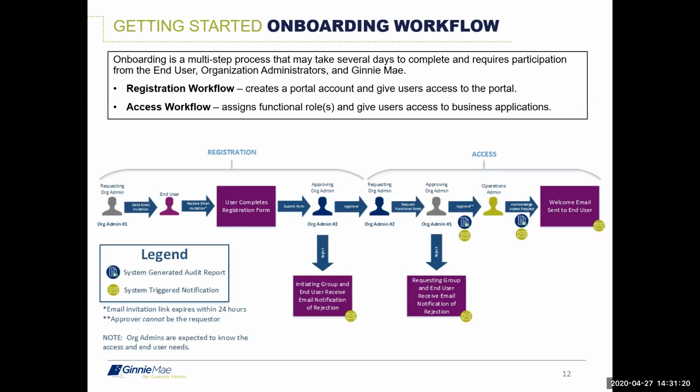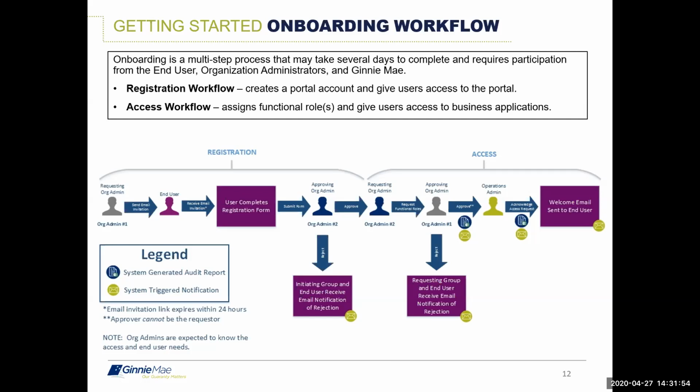So as soon as the organization administrator approves the creation of the account, they should immediately proceed to request a functional role for the end user, okay? Once they have requested a functional role for the end user, another org admin, meaning not the one who made the request, but another org admin will come in and either reject or approve that functional role request, okay?